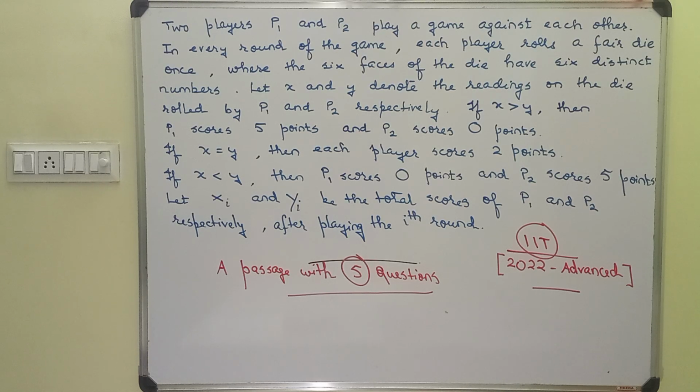This is a question from 2022 IIT Advanced. This question is on players. There are two players, P1 and P2, playing a game against each other, and in every round of the game, each player rolls a fair die. You read this question in detail on your own.